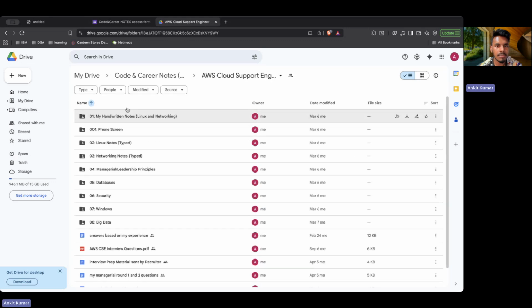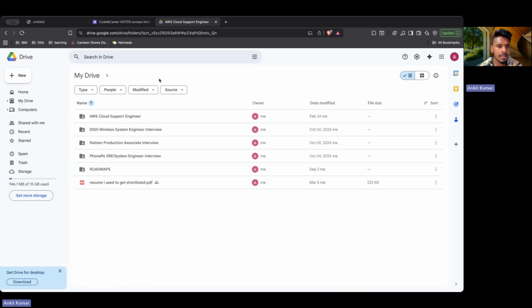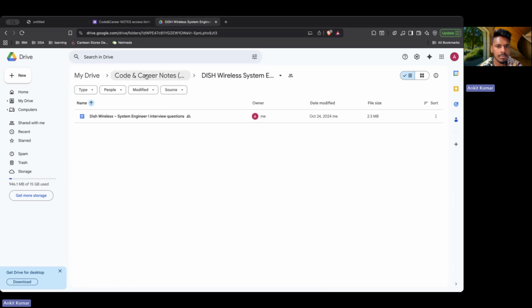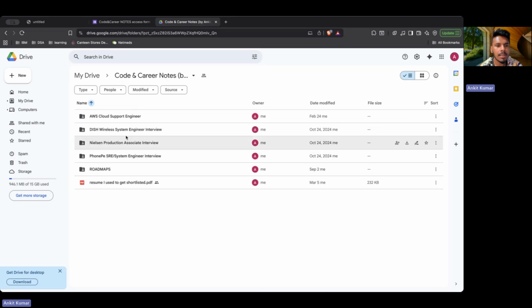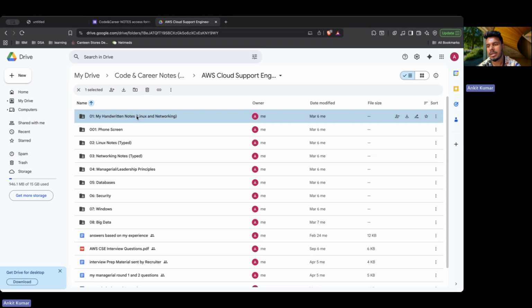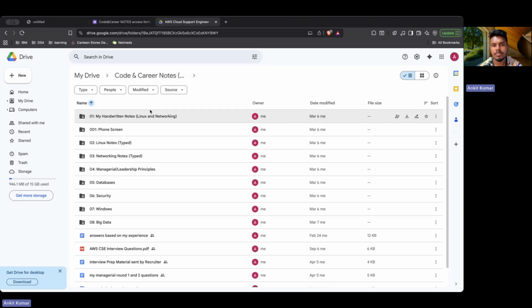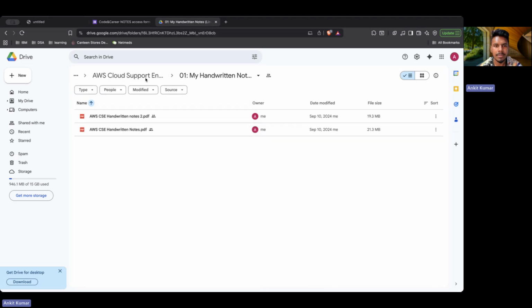Let's get into AWS Cloud Support Engineer and see what is there in this. Unlike other companies' material like Dish and all, where just questions are there, there is not much. See, for Nielsen also I have given 1 round of questions. For PhonePe I have given 2 rounds of questions. But in AWS Cloud Support Engineer, you get all the notes which I had prepared while I was preparing for this interview. I had prepared all Linux and networking notes. These are those in two PDFs. They are divided.